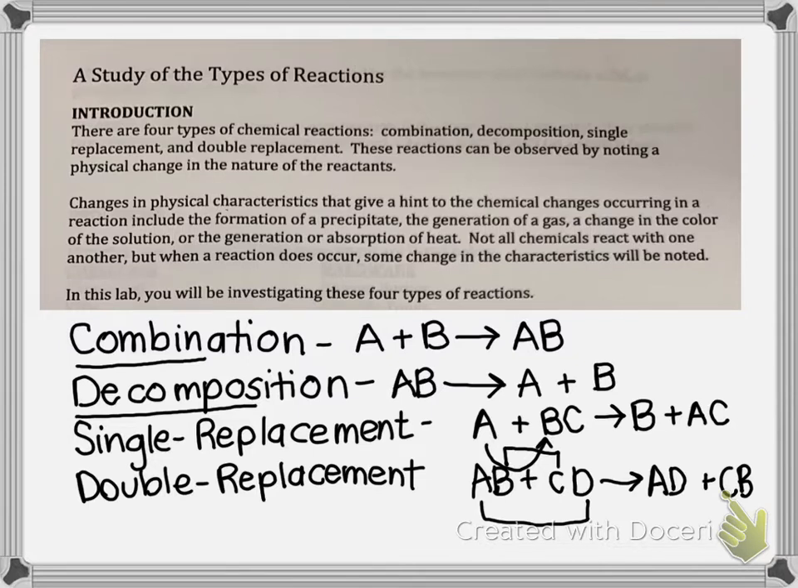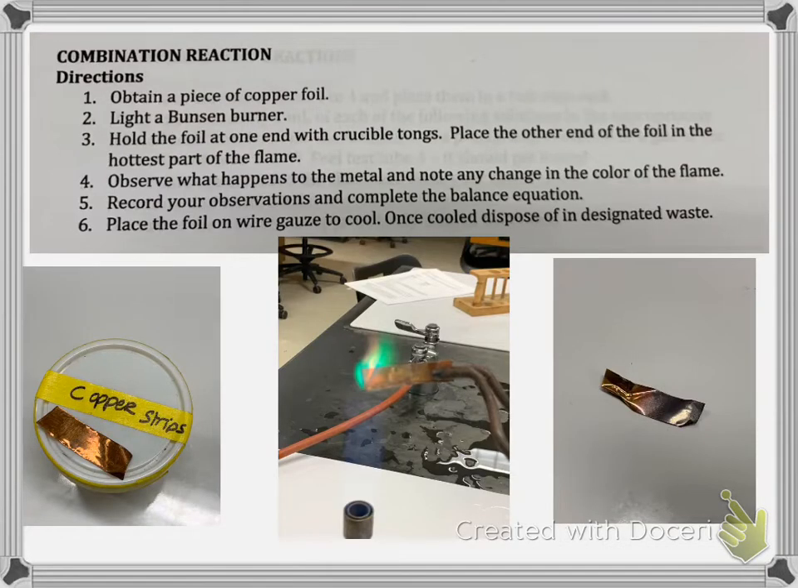And so we're going to take a look at reactions in each one of these categories. So the first reaction was combination. And so step 1 is we had a copper foil. So we're reacting copper.